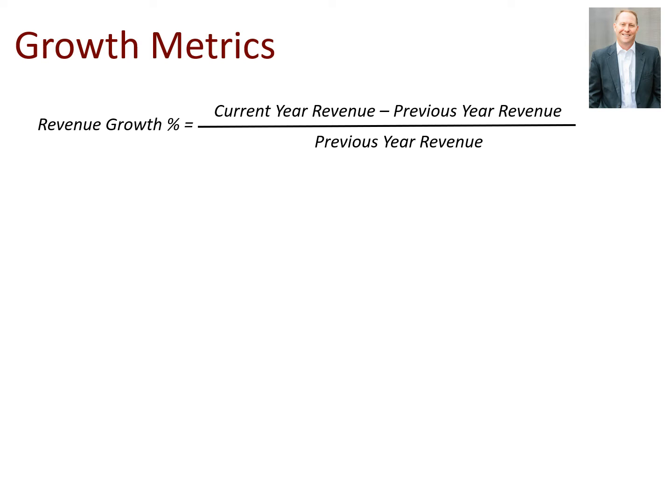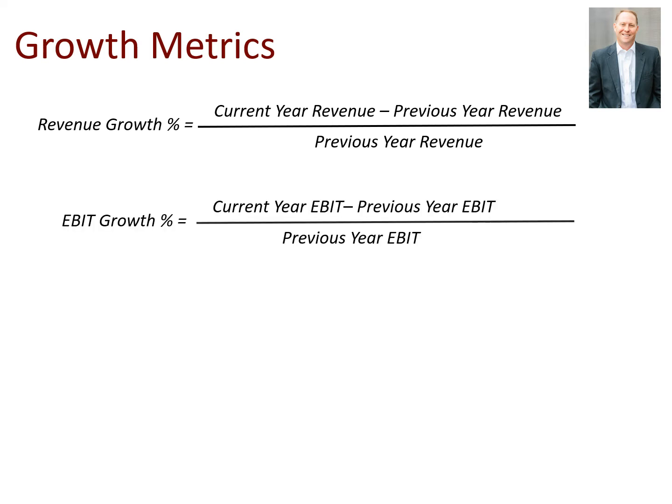Another growth percentage to consider is our EBIT growth percentage. EBIT stands for earnings before interest and taxes. Generally speaking, that's considered to be our operating profit. So this, in essence, is our operating growth percentage. To calculate that, we take our current year EBIT minus our previous year EBIT and divide that by our previous year EBIT. So these are two examples.